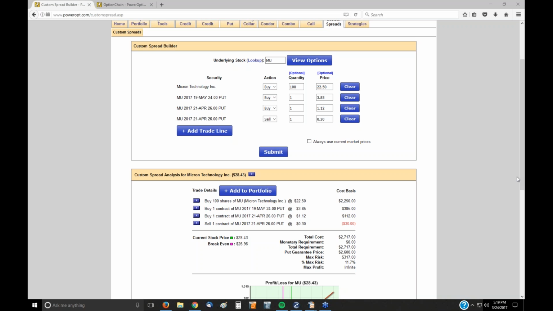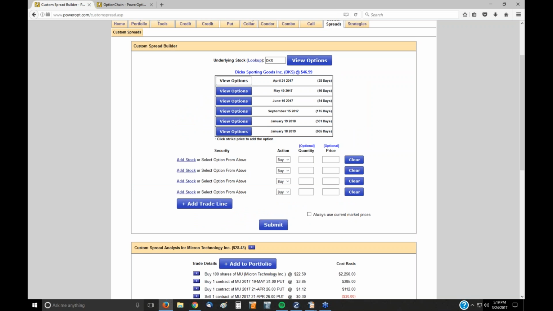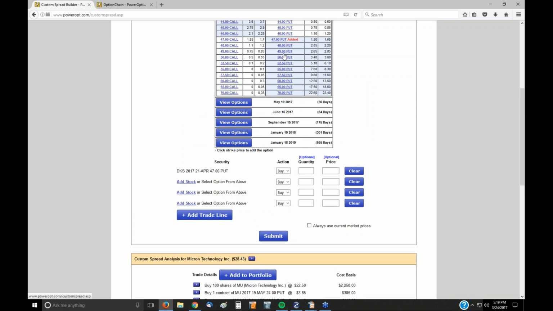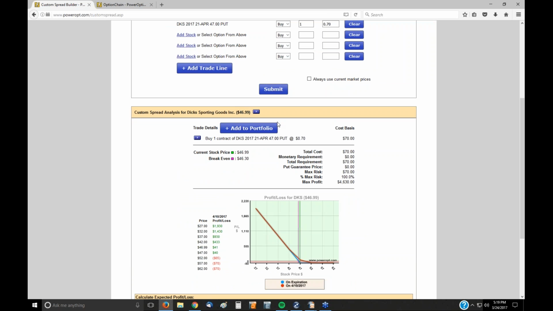All right, so that being said, let me go back up now to Isaac's follow-up comment. Remember, Isaac had asked about that reverse collar kind of thing we were talking about at the beginning. What Isaac says is, I had a short naked put position on DKS, okay? So let's say that when the stock was at around 50 or 49.50 per share, we sold the 47 put for 70 cents for April.